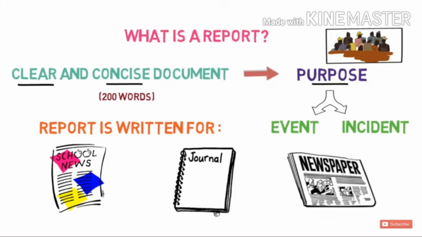A report is a clear and concise document which is written for a particular purpose and audience. Please note the three important parts of this definition here. The three points are clear, concise, and purpose. Clear means it should possess clarity of expression and must not deviate from the objective. Obviously, it should not go here and there, it should be apt and on point.